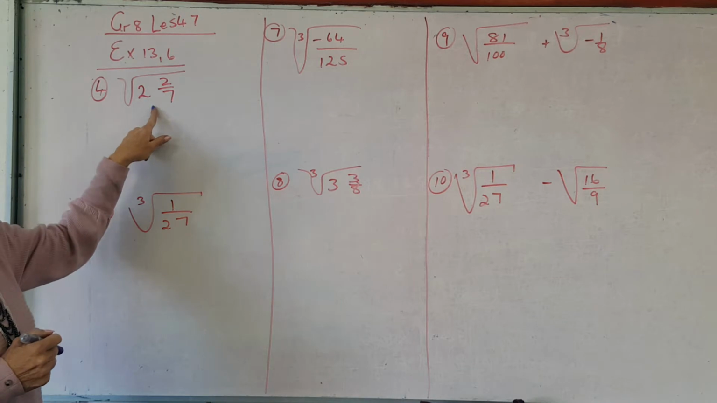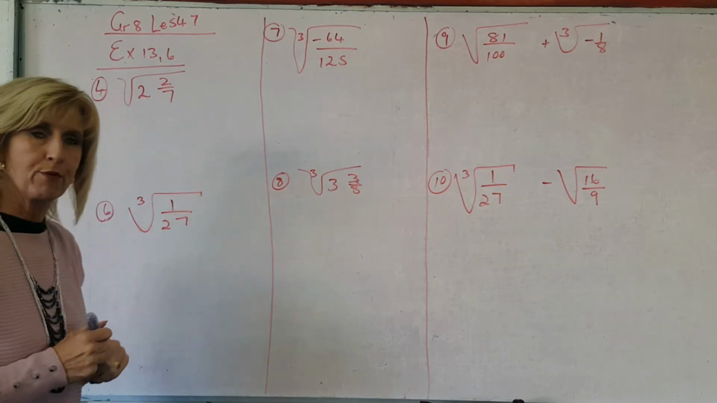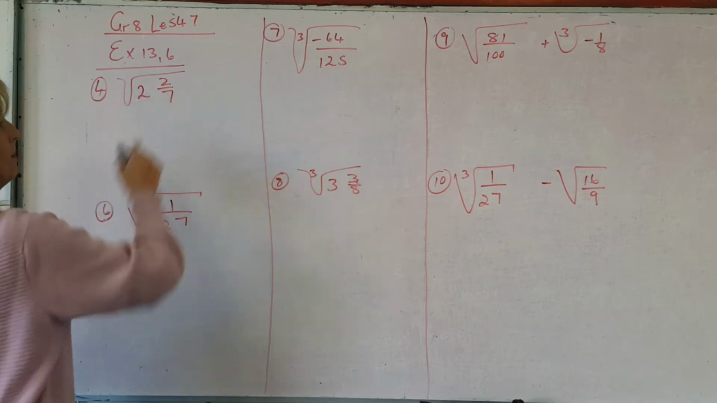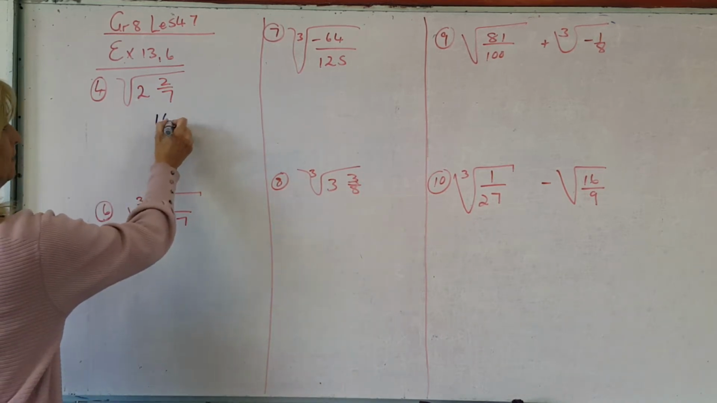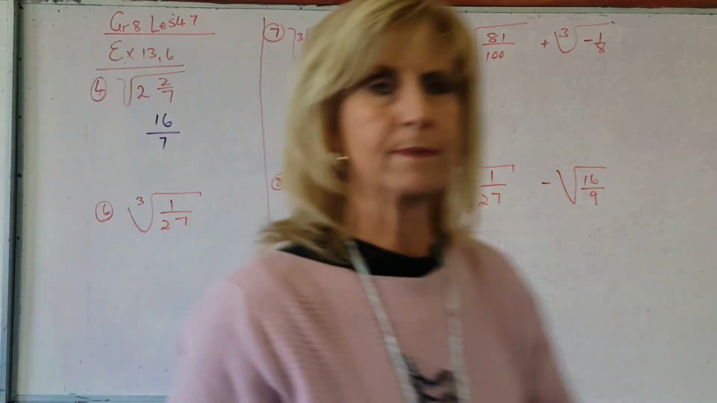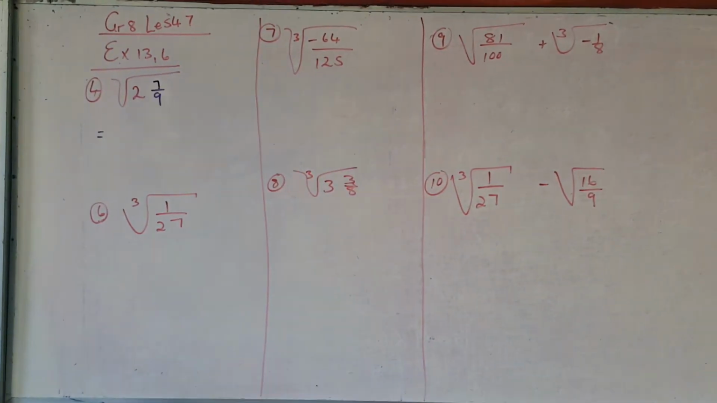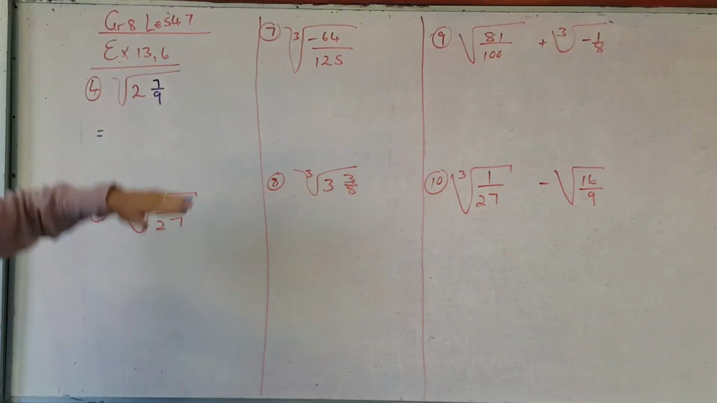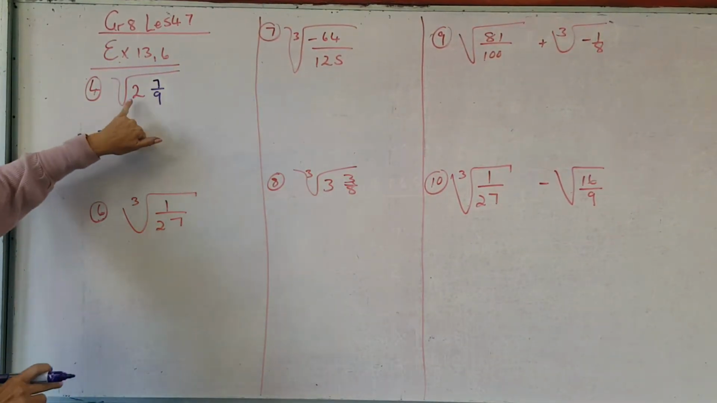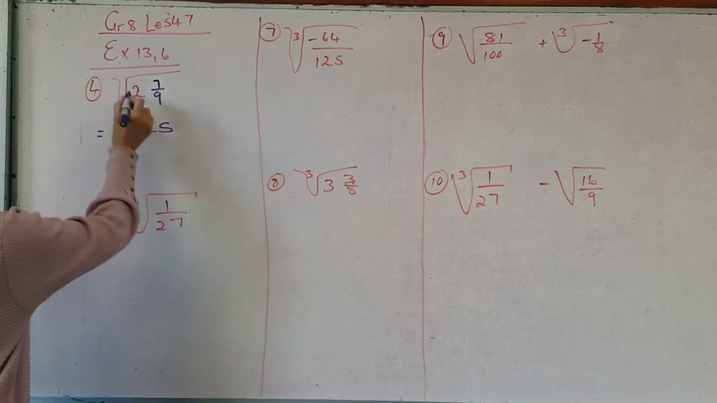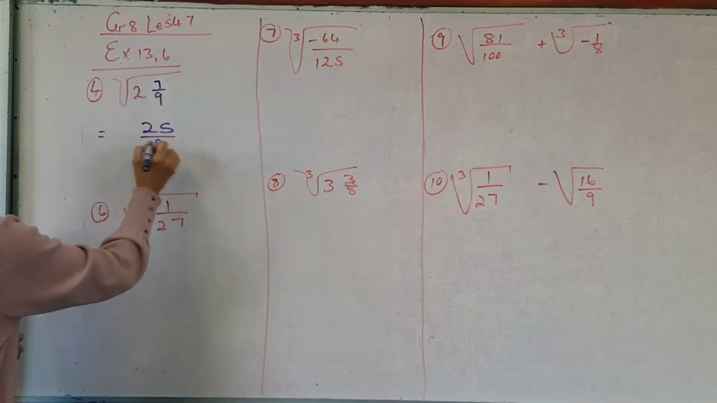First thing you do, if there's a mixed number, you make it an improper fraction by saying 2 times 7 is 14, plus 2 gives me 16. Divided by, was it 7? Let me just check. I knew there had to be something wrong with it. The sum is written down wrong. Let's do it again. 2 times 9 is 18, plus 7 gives you 25. And then the 9 stays 9.